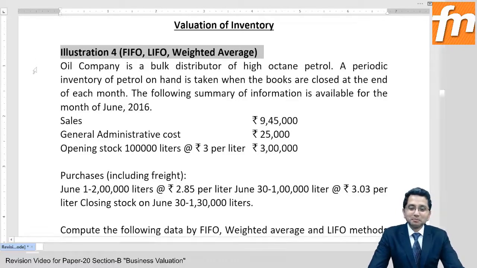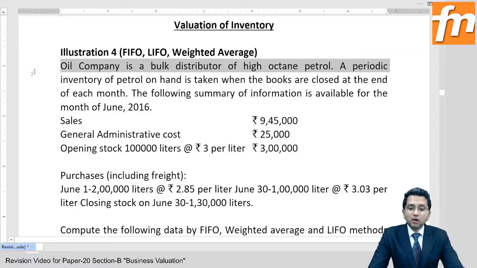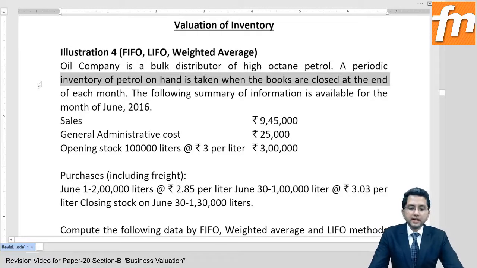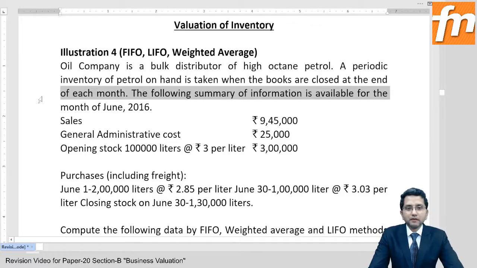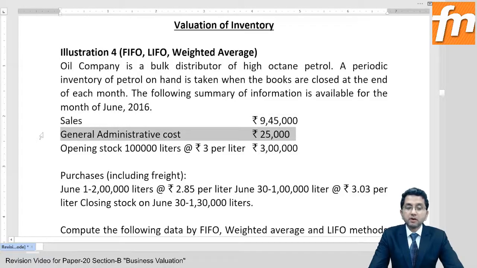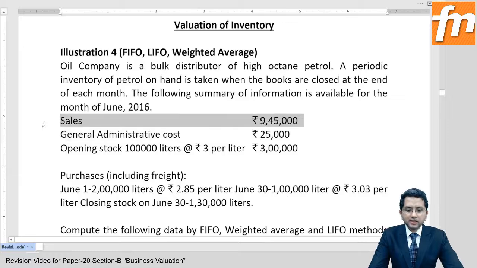Anyways, let's do this very simple question. It says that an oil company is a bulk distributor of high octane petrol. A periodic inventory of petrol on hand is taken when the books are closed at the end of each month. So we are making valuation of inventory at month end. The following summary of information is available for the month of June 2016. Sales during the month is rupees 9,45,000. General administrative cost is rupees 25,000.